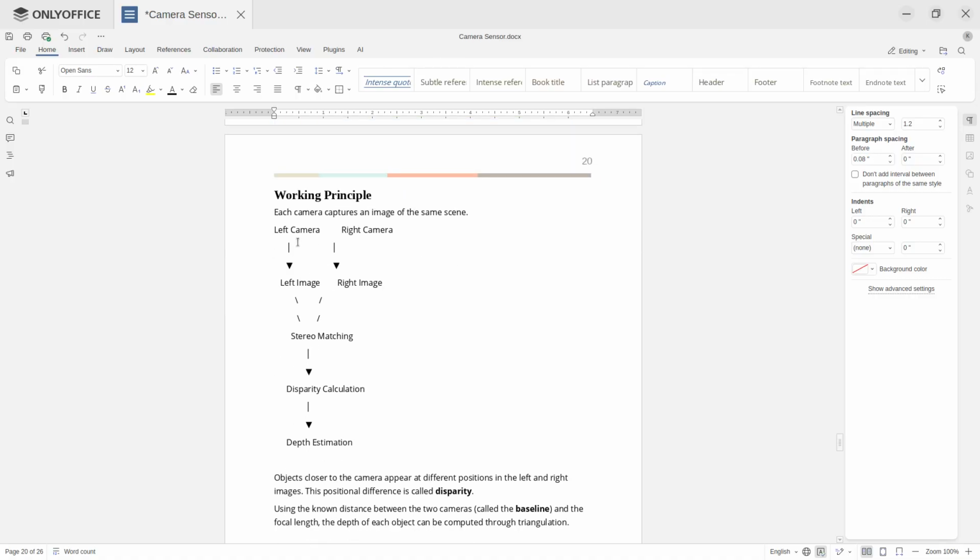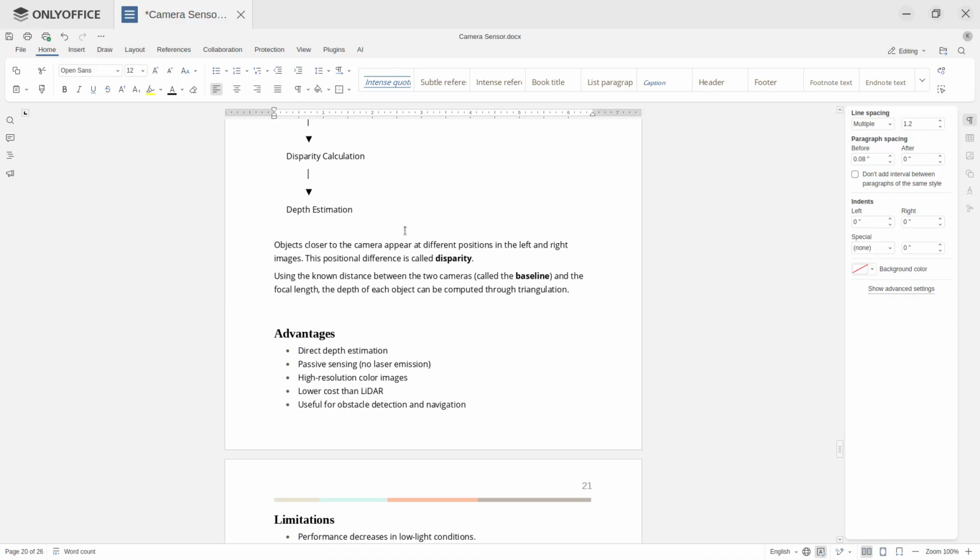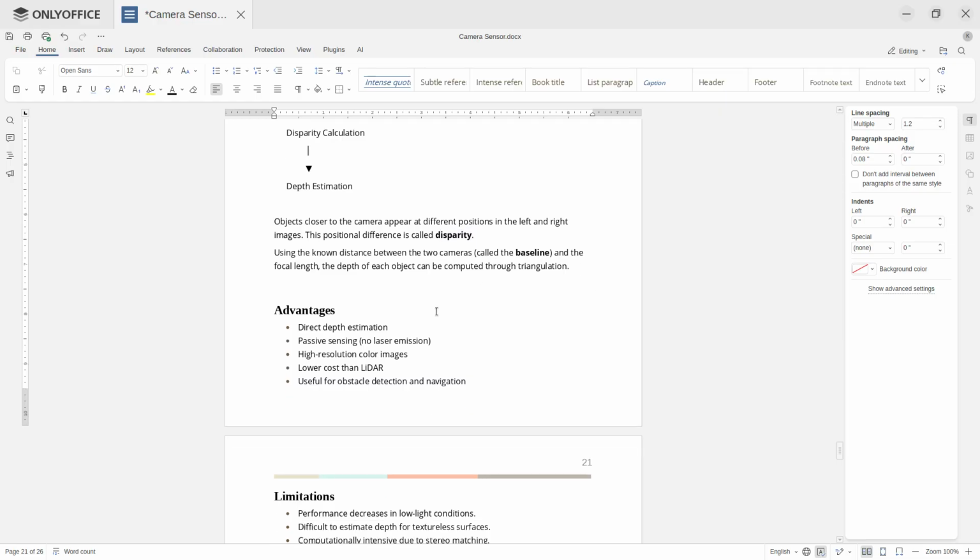Working principle. You have a left camera and a right camera. From the left camera you get the left image, from the right camera you get the right image. Once you have both images, you do stereo matching, then disparity calculation, and then you get depth estimation. This is very important. Objects closer to the camera appear at different positions in the left and right images. This positional difference is called disparity. Using the known distance between the two cameras, called the baseline, and the focal length, the depth of each object can be computed through triangulation.